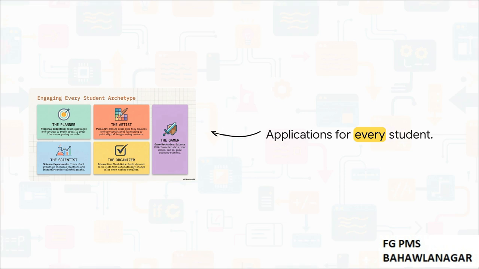The organizer can build interactive checklists that dynamically change color when a task is marked complete. But get this, look at the artist and the gamer. The artist can actually resize those cells into tiny squares and use conditional formatting to paint digital pixel art using nothing but numbers. Meanwhile, the gamer can balance RPG character stats, loot drops, and even intricate in-game economy systems. Yes, you can literally build a working game economy right inside a spreadsheet. It's wild, but this tool speaks all of their unique languages perfectly.